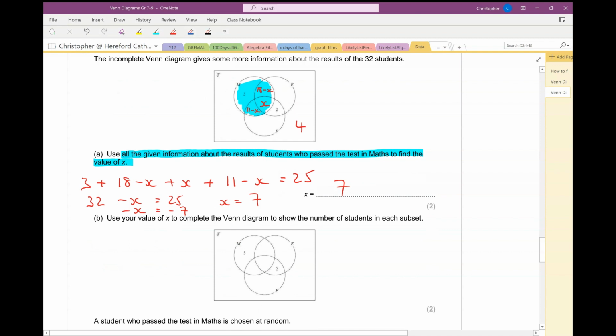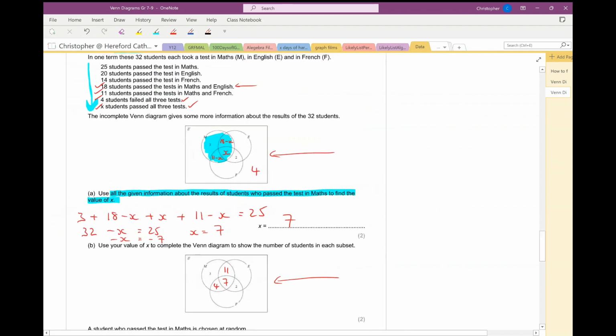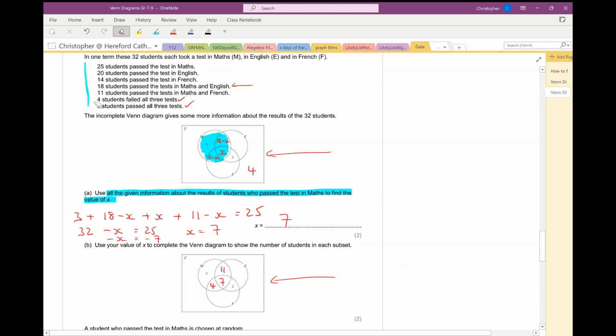subset. Okay, so I'm looking at this and filling in this. I know that x is 7, so that's 7 there. Okay, now here I had 18 minus x, so that's 18 minus 7, so that's 11. Similarly, here I had 11 minus x, so that's 11 minus 7, 4. Good. Right, now let's go back to the information that I've got here. So let's just scrub out what I've ticked off and let's start this again.